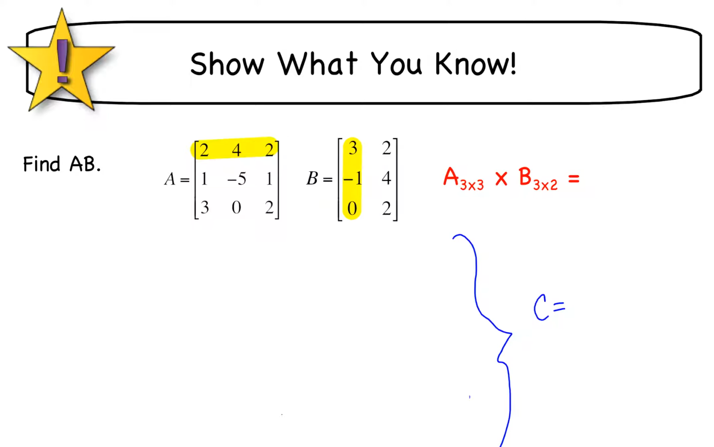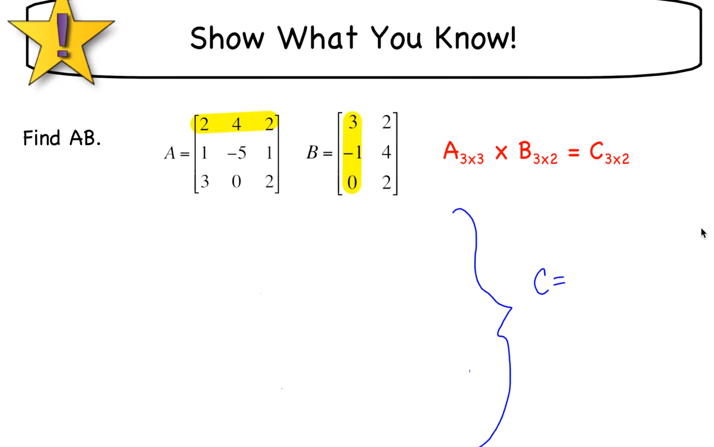Here's an example. If I want to multiply matrix A times matrix B, first of all, let's figure out what it looks like. A is a 3 by 3 matrix and B is a 3 by 2. Rows are horizontal, columns are vertical. These match. My resulting matrix has dimensions 3 by 2. Let's take a look at what that looks like if we go ahead and multiply.